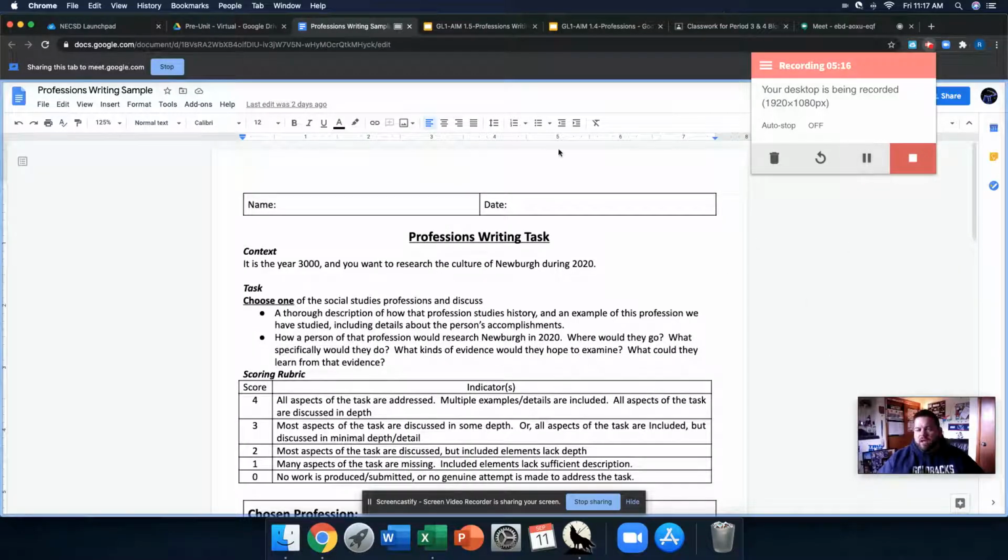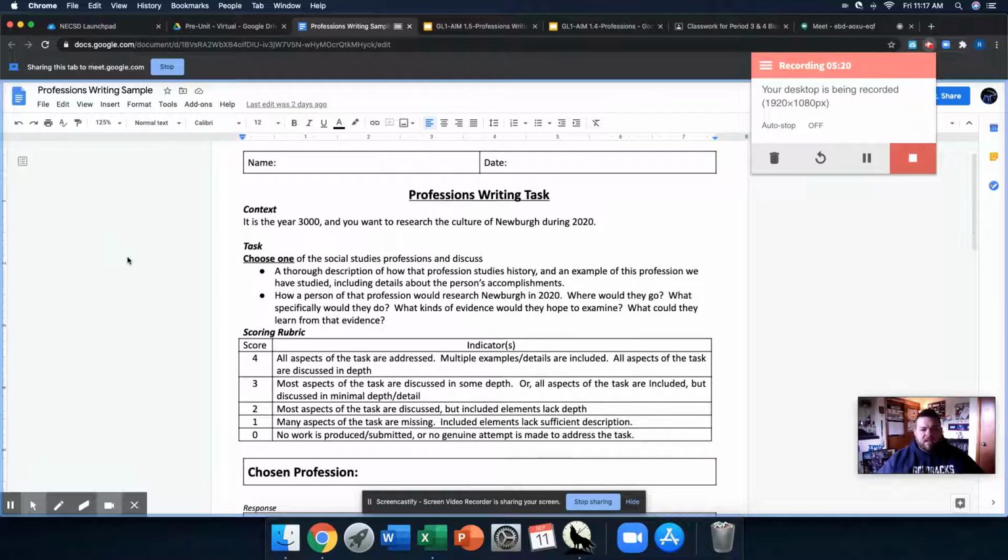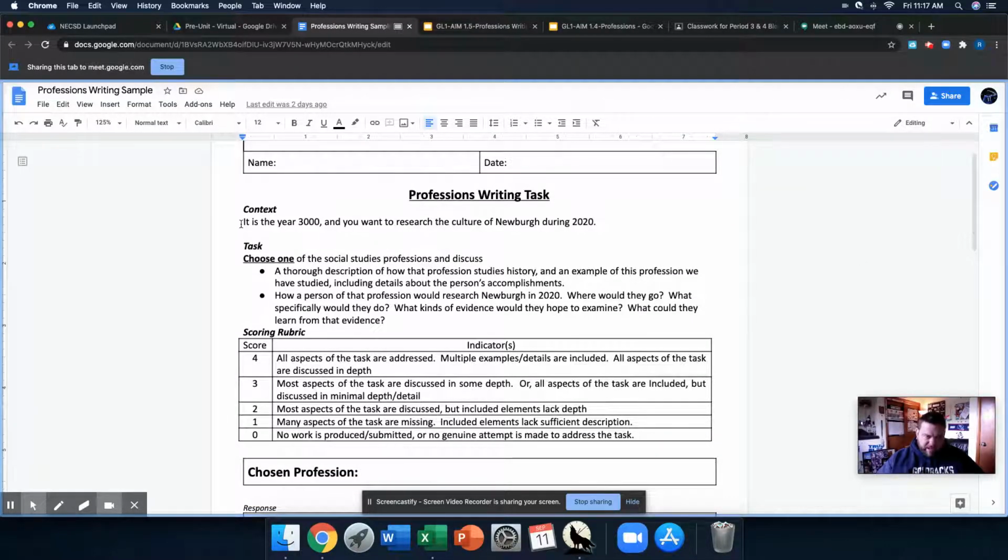Recording here. The first important thing to note about any task is the context. This sets the stage for what you're being asked to do, and it gives you the background that you need to know for the assignment. In our made-up assignment here, we're going to pretend it is the year 3000, and you want to research the culture of Newburgh from 2020. So that's 980 years ago. We're looking back into the past, and we want to know what Newburgh was like almost 1,000 years ago.